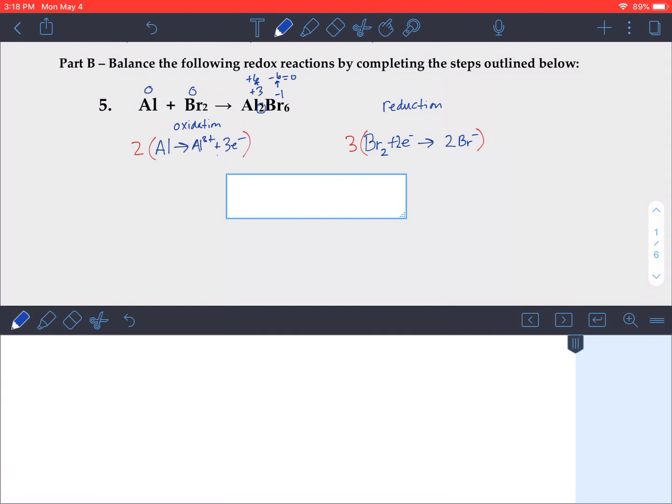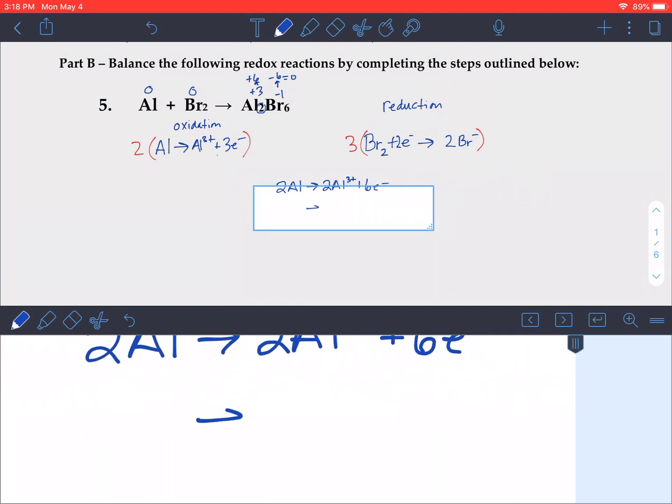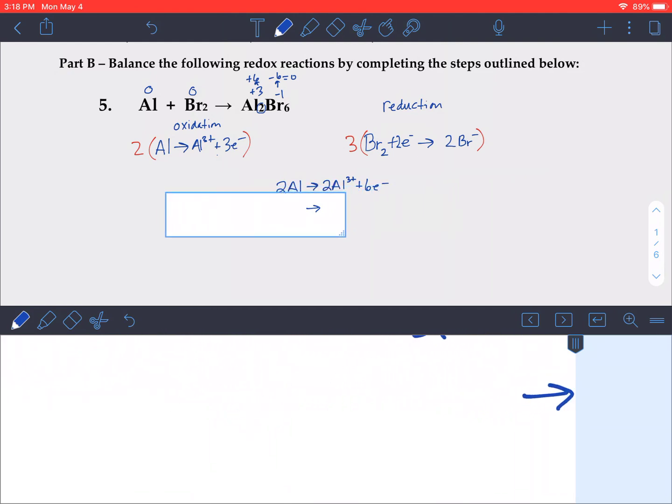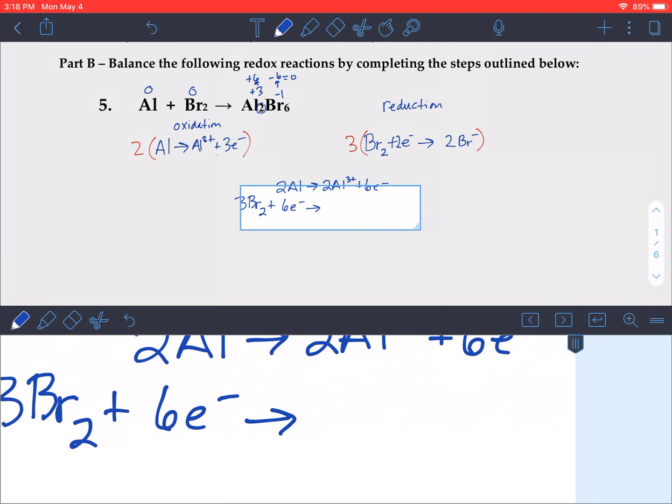So I like to write 2 aluminum yields 2 aluminum cations plus 6 electrons. And then I really like to keep my arrows lined up when I do this so I can see what's on the left and the right. So then I will come over here and I'll write 3 bromine molecules plus 6 electrons will yield 6 bromine ions.